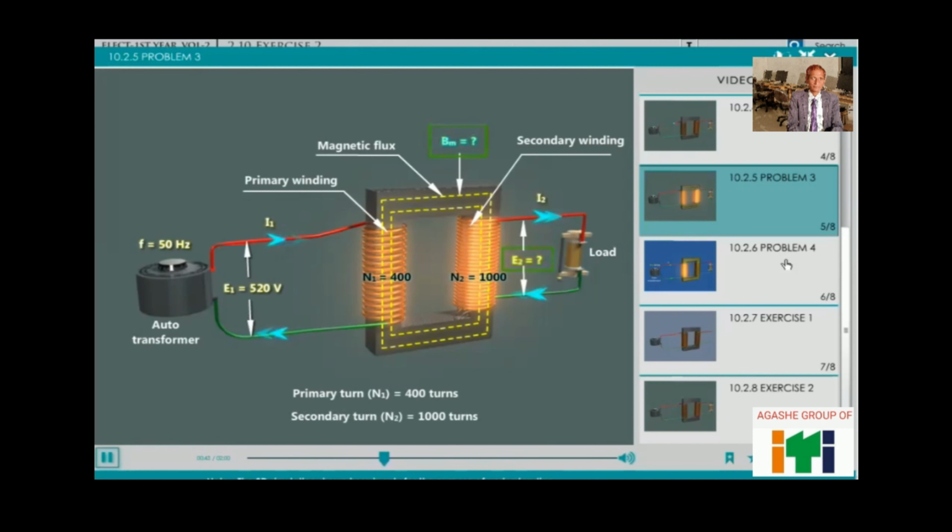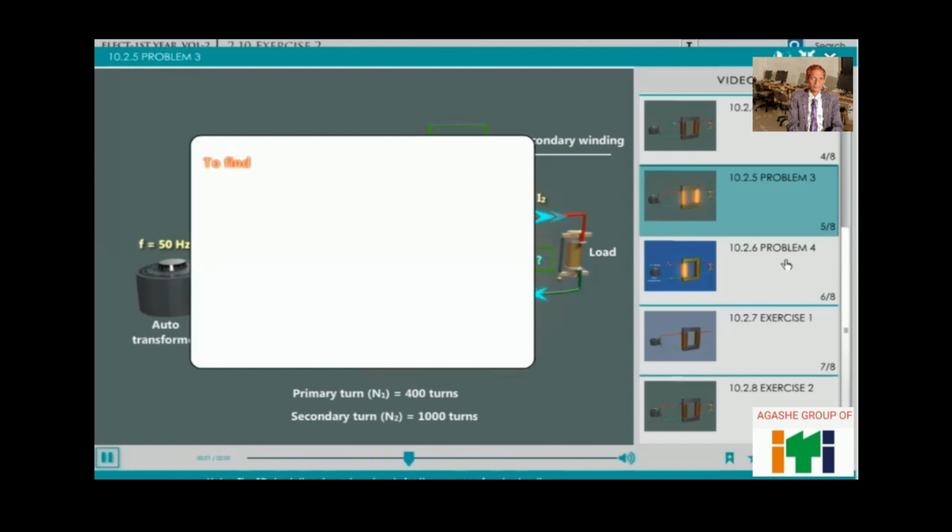To find voltage induced in secondary, that is E2, and peak value of flux density in the core, that is Bm. Voltage induced in secondary, E2, is equal to K E1. Peak value of flux density, Bm, is equal to E1 by 4.44 f N1 A.